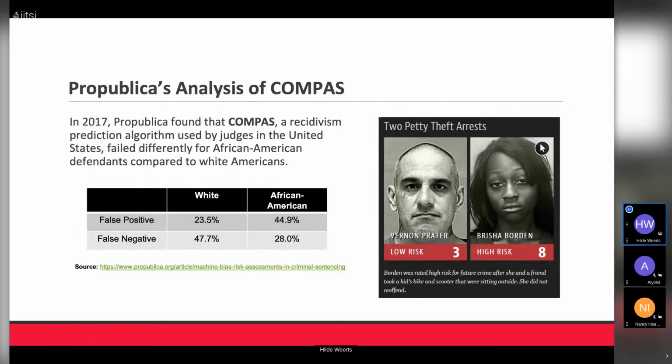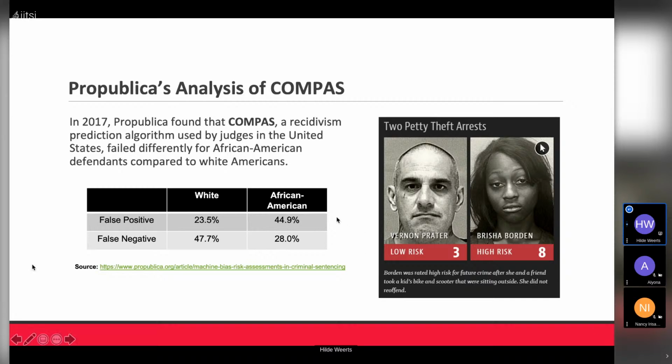So in 2017 or 2016, I'm actually not 100% sure, there was this analysis by ProPublica, where they analyzed COMPAS, which is a recidivism prediction algorithm that is actually being used by judges in the United States. And they showed that this model failed very differently for African American defendants compared to white Americans.